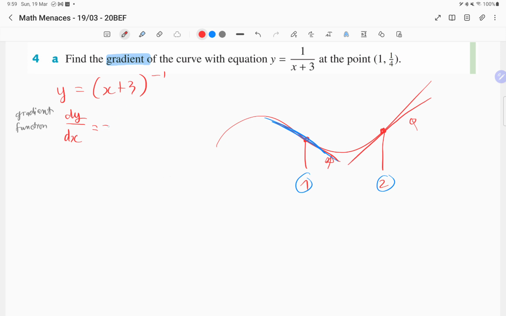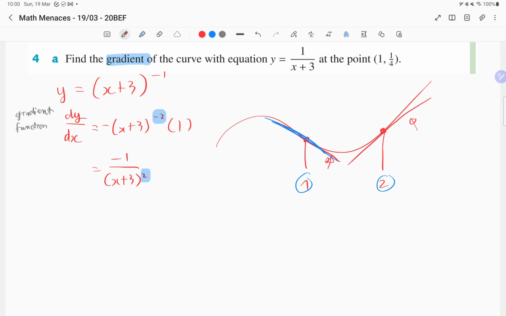Okay, anyway, so that would be minus of this thing to the power minus 2, and then times by the derivative of the inner function, which is 1. So now this one, Sarah, there's no fraction in the fraction. So you would convert this to the bottom here. Okay, any question? Yeah, because negative power means 1 over the positive power.